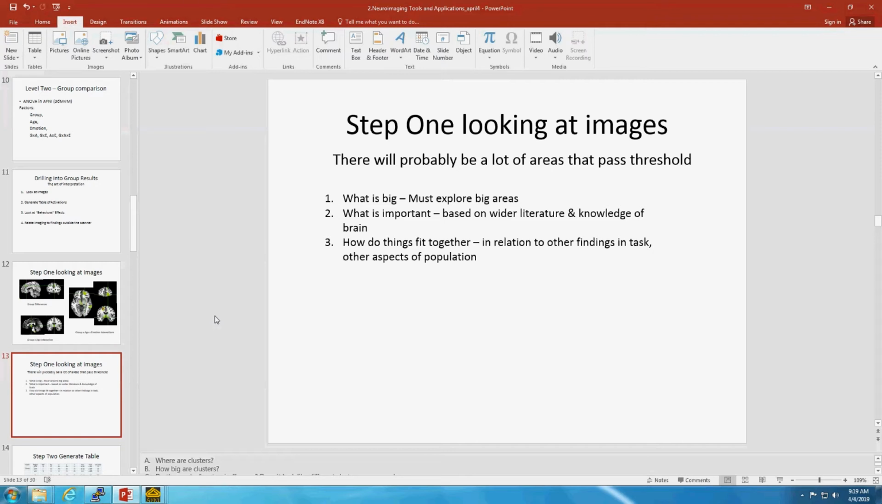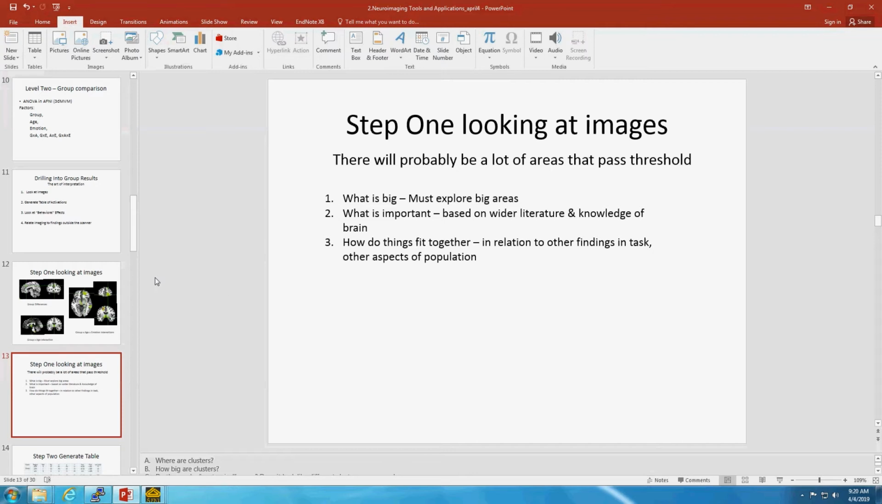So if you're studying a group with depression, and you're finding a difference in an area related to the amygdala or the ventral striatum, especially in the context of your task, that's probably pretty important for the phenomenon you're studying. And part of that is just the knowledge that you have. Over time, you learn which findings are important and which are not.